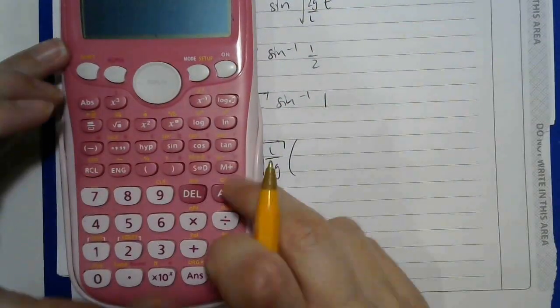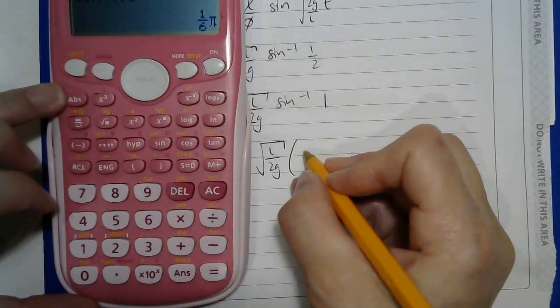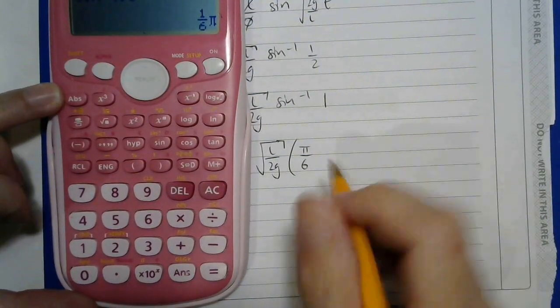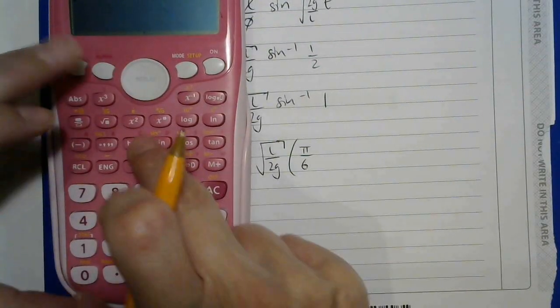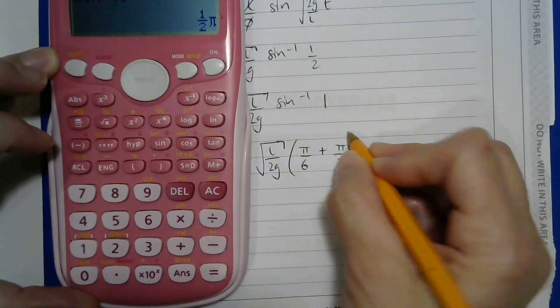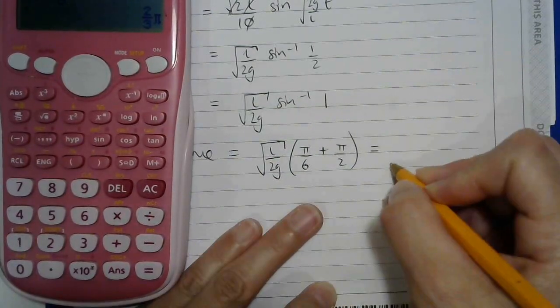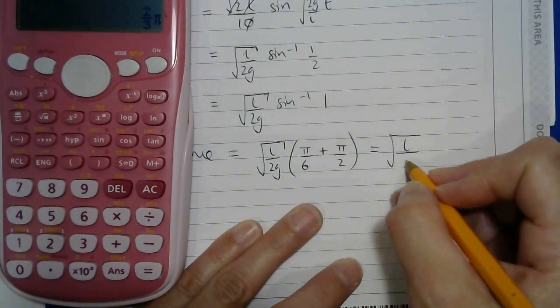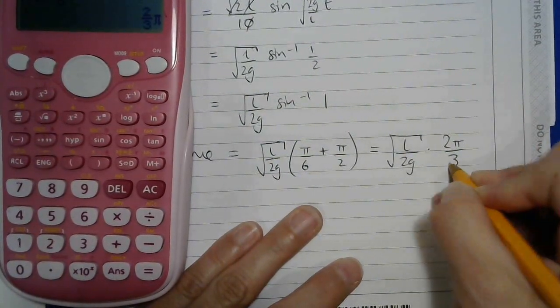So if I do inverse sine of a half, I get pi over 6. And if I do inverse sine of 1 instead, then I get pi over 2. So pi over 2 plus pi over 6 gives me 2 pi over 3. And so I end up with root L over 2g multiplied by 2 pi over 3.